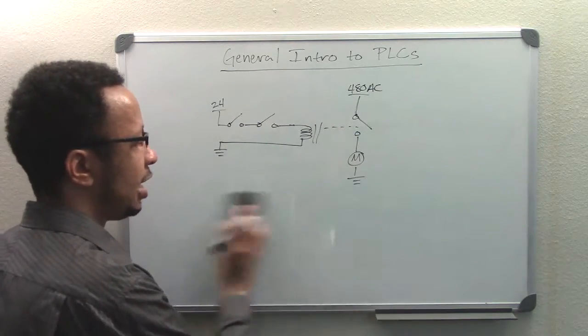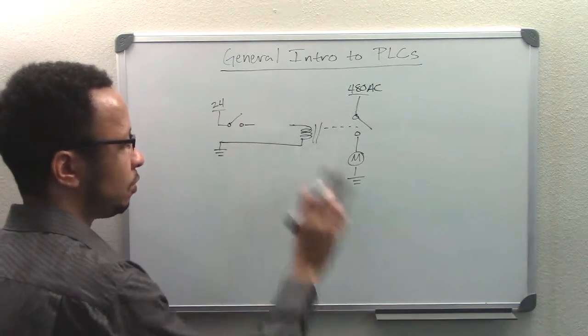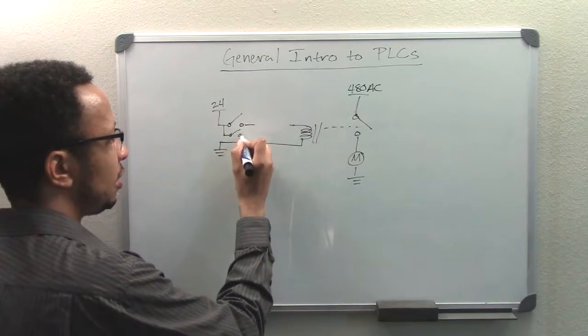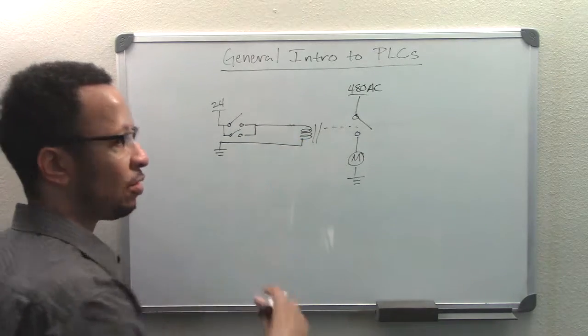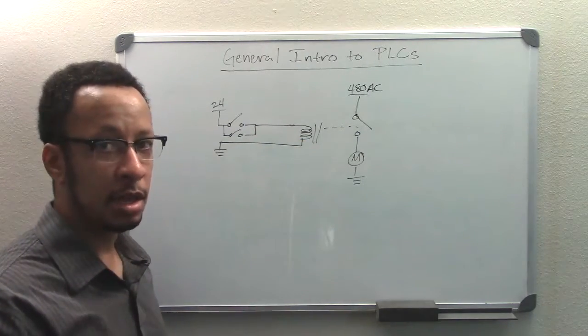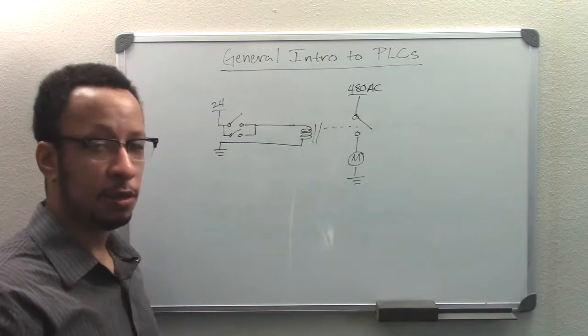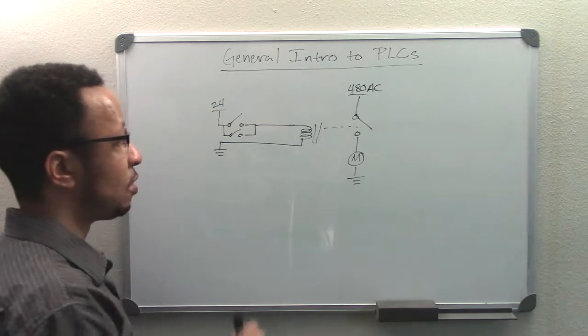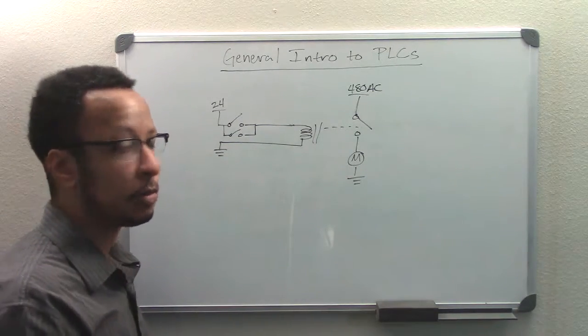Now by contrast, if I had two switches and I put those switches parallel to each other so that one switch or the other would energize this coil, again, I just said it in the description, this switch or this switch will energize the coil. Now we have an OR function.